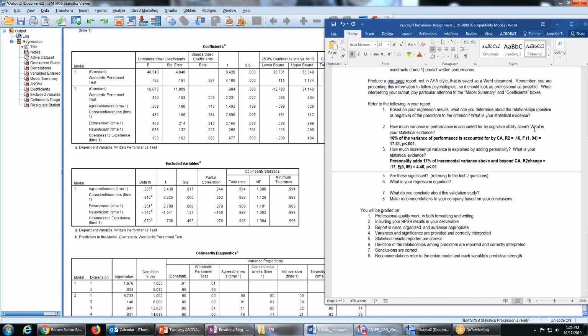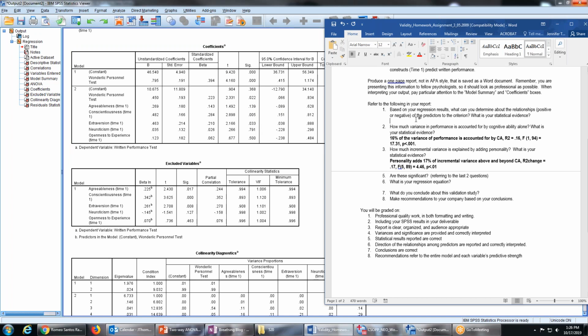What can you determine about the relationships, positive or negative, of the predictors to the criterion? So we're only going to interpret this second box here, and we look down. Cognitive ability is predictive and it's positive. Agreeableness is not. Conscientiousness is predictive, significant. Extroversion is. Neuroticism is not, and openness is not.